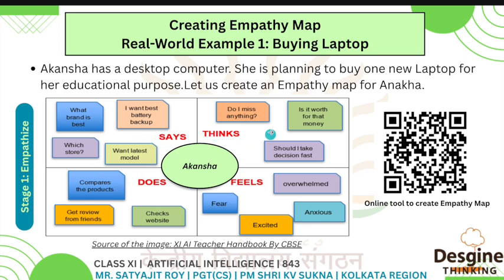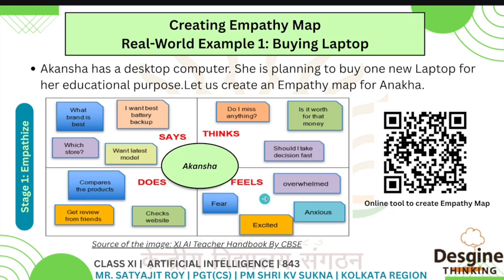Then in the second quadrant, we are seeing what she is thinking about the problem. She's thinking, whether do I miss anything? Is it worth that money? Should I take the decision fast? So these are the things that she's thinking about her problem.